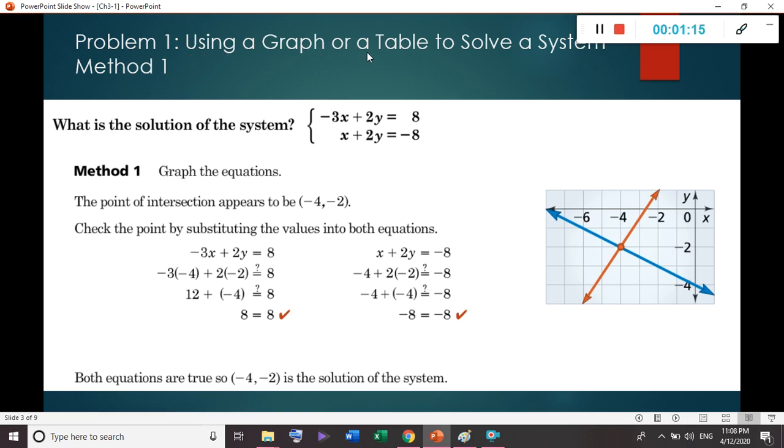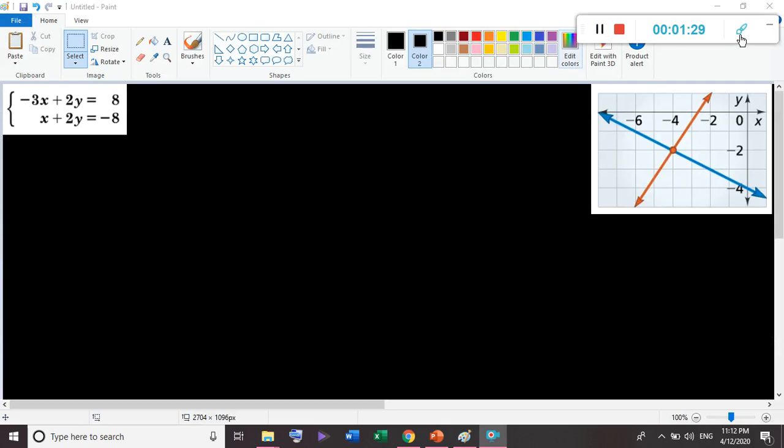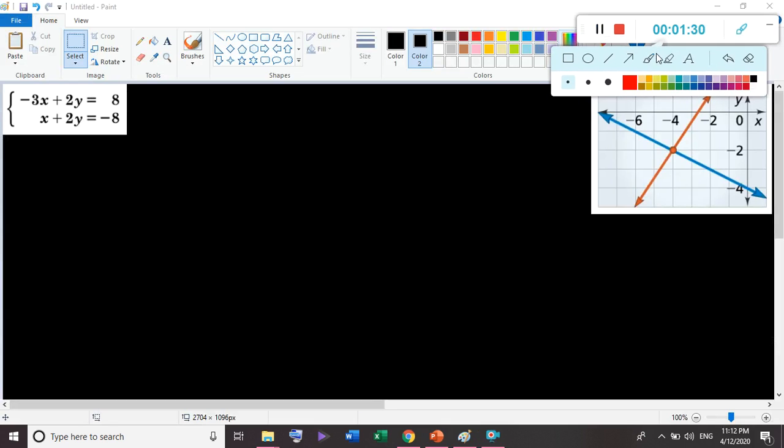So, using a graph or a table to solve a system. What is the solution of this system? We have two methods: graphing, or using a table. Let's start solving this together. The first method we have is the graph method.